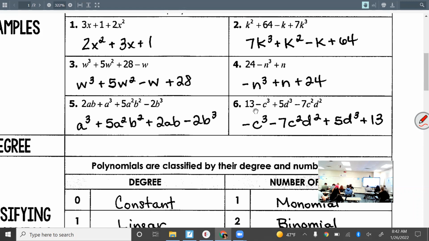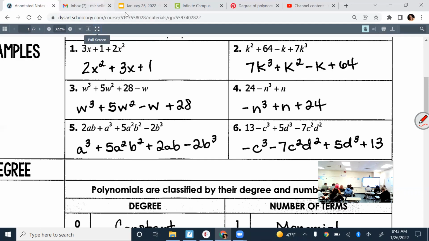All right, number 6. This one was the more challenging one because it has multiple letters. You needed to sort through all the ones that have C's first. So like negative C cubed minus 7C squared D squared. Then D's and then anything else that remains. All right, questions, comments, make sense? All right, so now that you know how to write things in standard form, practice making your answers all in standard form. Because odds are that's the form it wants on your test.